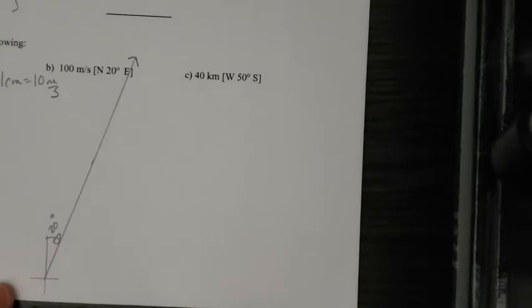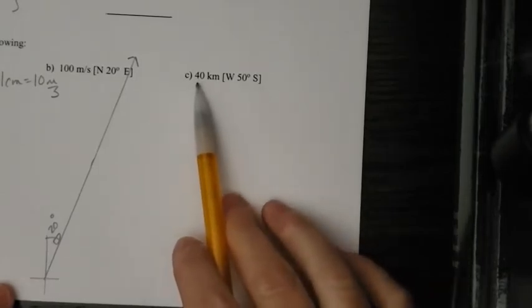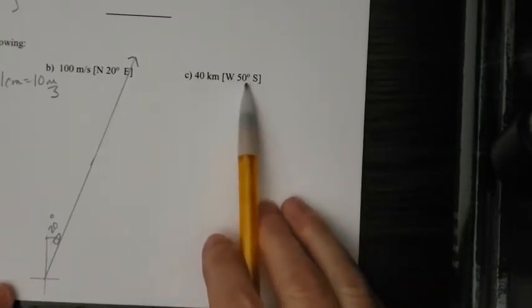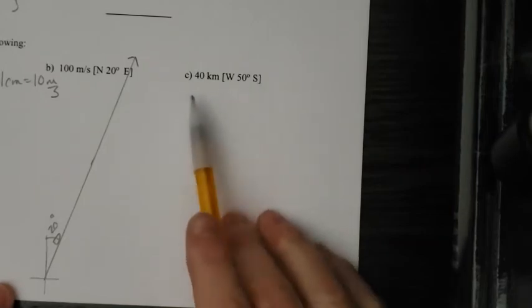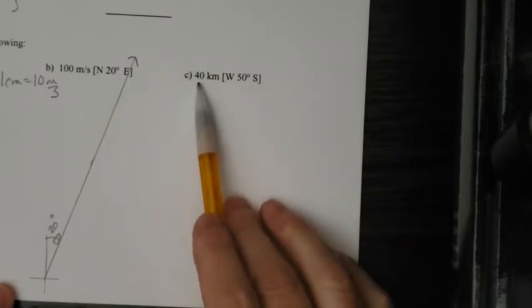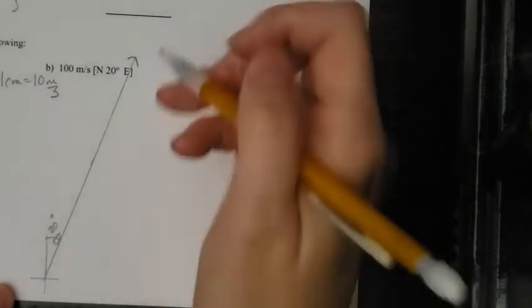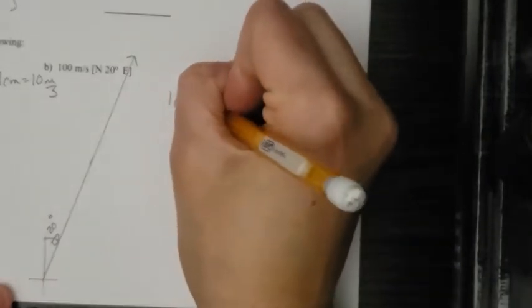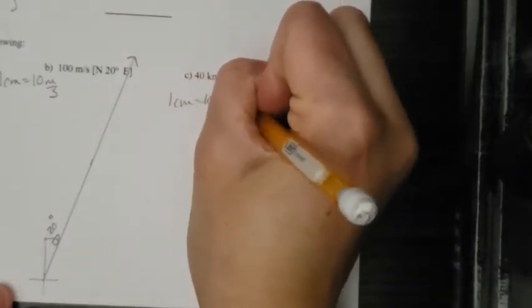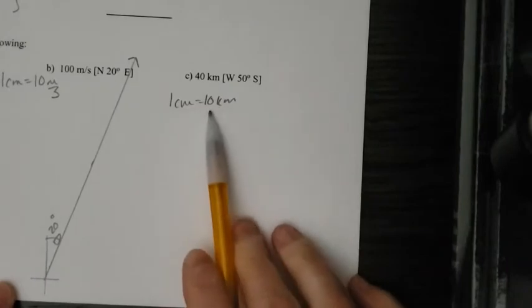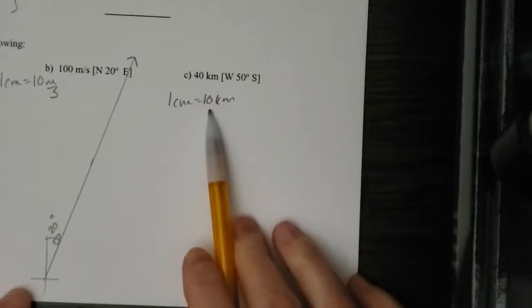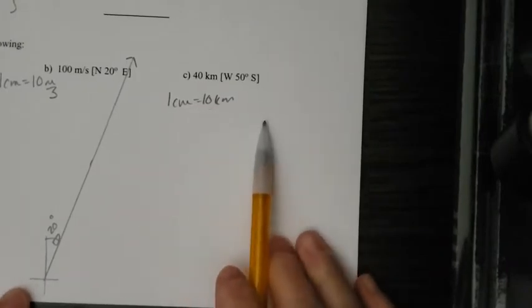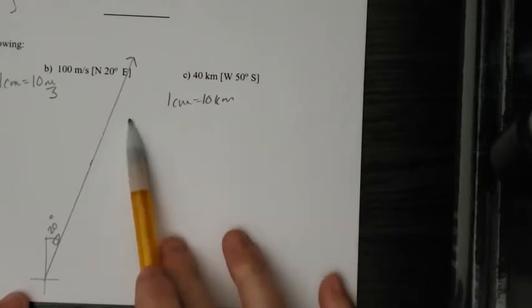Here's our last example. So we're going to draw 40 kilometers west, 50 degrees towards the south. First thing we need is a scale. Well, it's 40. So if I go 1 centimeter is equal to 10 kilometers, that would be fairly easy. I would just have to draw a line that's 4 centimeters long. Next, I need my starting point. This time I'm going west and then down. So I need to start a little bit higher.